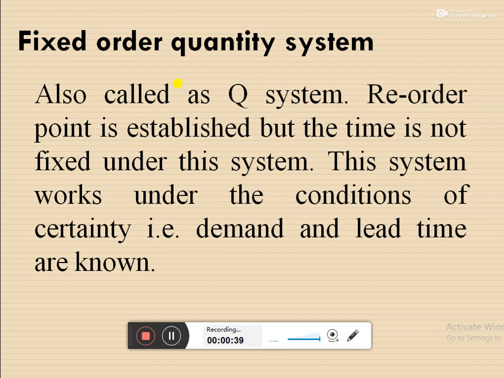In fixed order quantity system, reorder point or reorder level is established, but the time is not fixed. Basically, this system works under the conditions of certainty. That means the quantity demanded and the delivery time are known and fixed over a period of time.